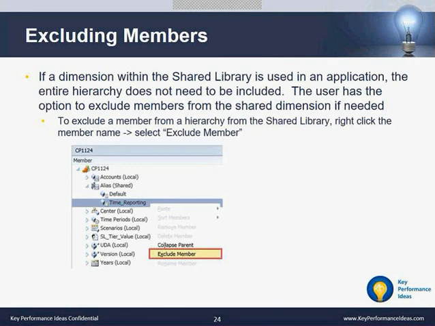So first, structure your dimension so that it's easy to exclude, because you can exclude a whole hierarchy or certain members, but rather than cherry picking, it's a lot easier to make your hierarchy support the ability to exclude. In order to do that, you just right-click on the member name within the dimension in the local library, and you choose to exclude that member or that hierarchy.